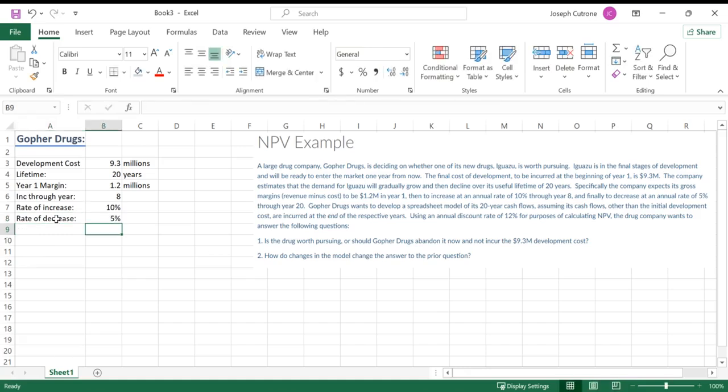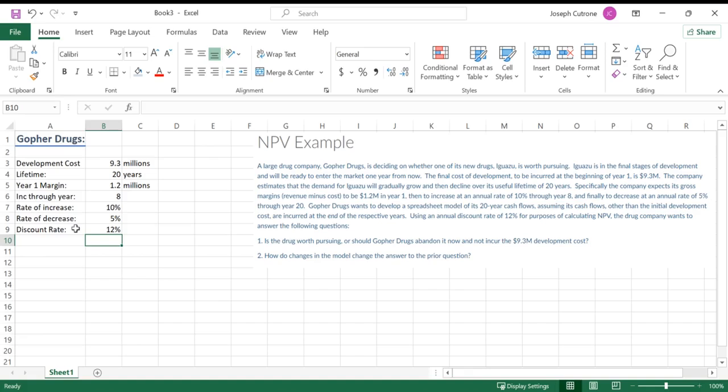Okay, Go for Drugs wants to develop a spreadsheet to model the 20-year cash flows, assuming the cash flows other than the initial development cost are incurred at the end of their respective years. Using an annual discount rate of 12%, that sounds important, so we'll put that down as well. And we don't want 12, we want 12%. For purposes of calculating NPV, the drug company wants to answer the following questions. Is the drug worth pursuing? Or should Go for Drugs abandon it now and not incur the $9.3 million development costs?